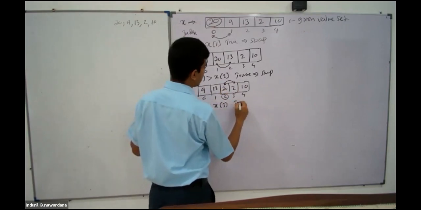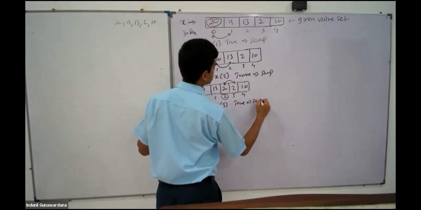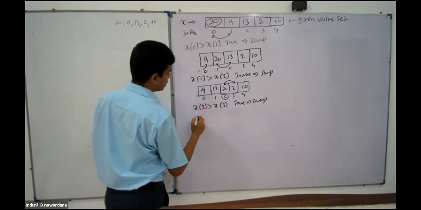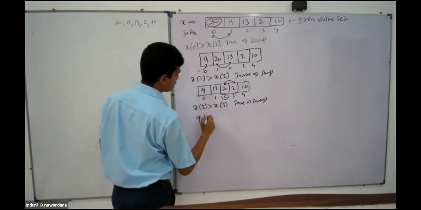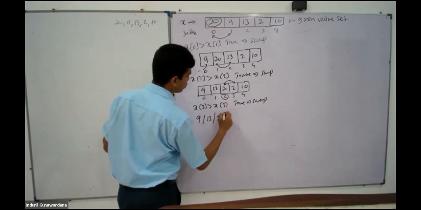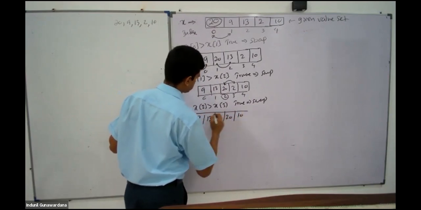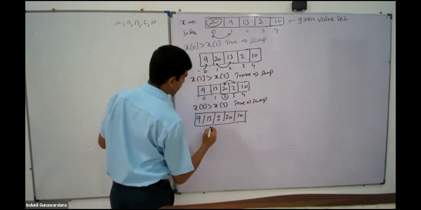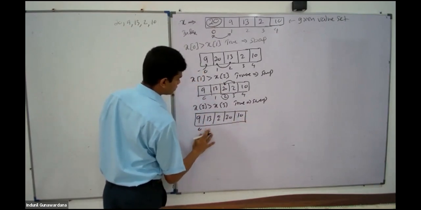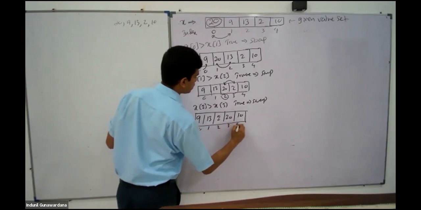If it is true, again we need to swap. So we have swapped here. So this is going to be 9, no change for this one. 13 and 2 comes here. 20 will be there while having 10 there. Then the indexes are still 0, 1, 2, 3, 4.